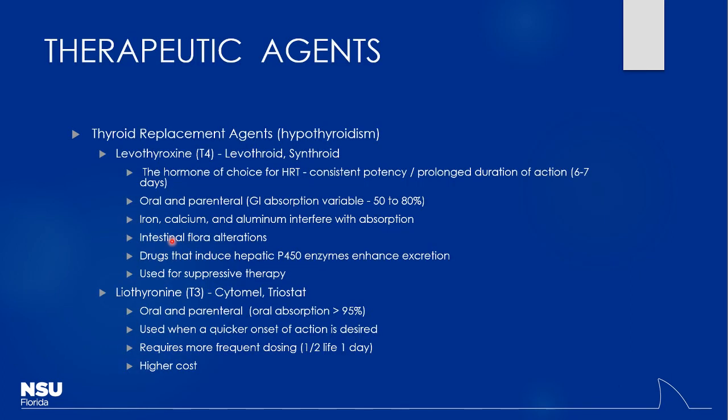So let's look at our therapeutic agents. We have someone who has hypothyroidism. We want to help supplement and replace that. So what can I give them? Well, we said already you can give them replacement thyroid hormone. So can I give them T4 or T3? Which one would you want to give them? Why T4? We just said it's the non-active form.